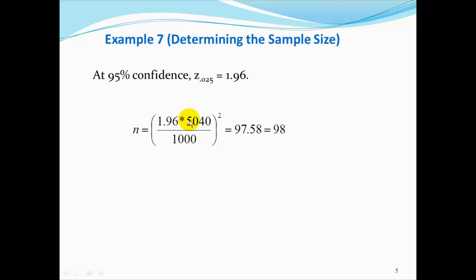Please note that regular rounding rules do not apply for this problem. Even if this value was 97.1, since we have to sample at least 97.1 people, and unless we're going to chop someone off at the ankles in order to get 0.1 of a person, you should always round that number up to the next integer in order to determine your proper sample size.